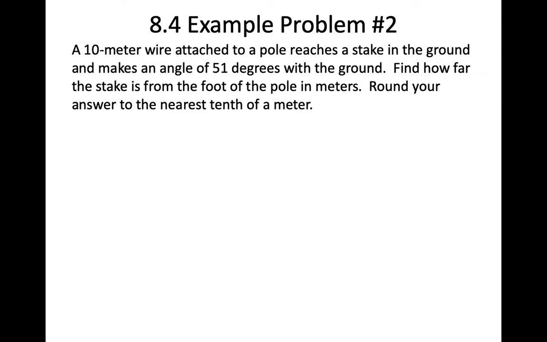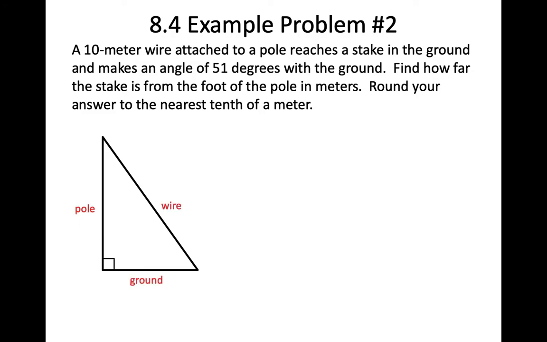Well, let's draw that. Here's a right triangle. I've got a pole. There's the ground. There's the wire. And again, it's a right triangle. And we know it is a 10-meter wire, and it makes a 51-degree angle with the ground.